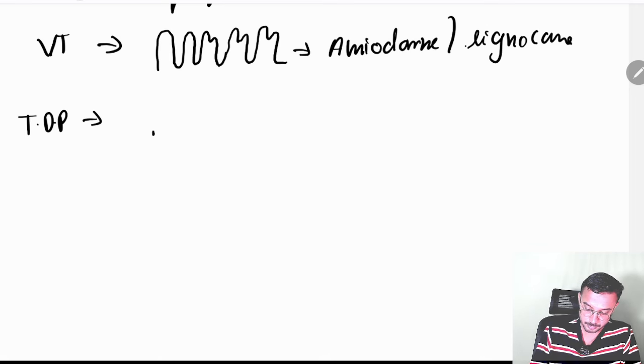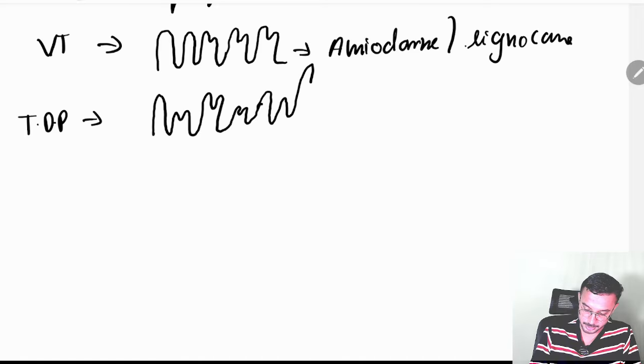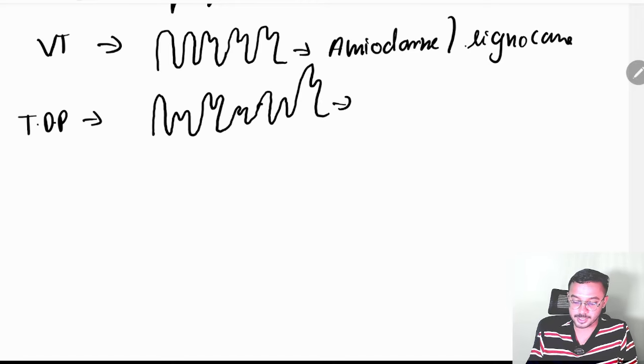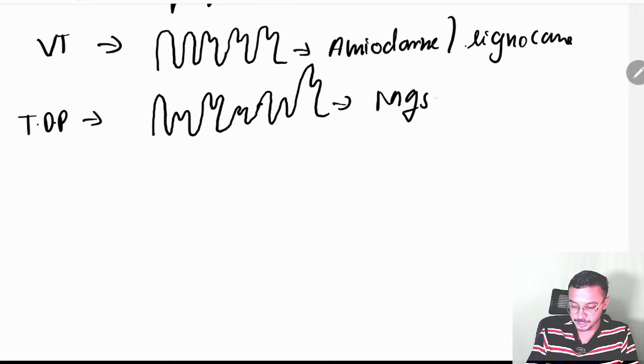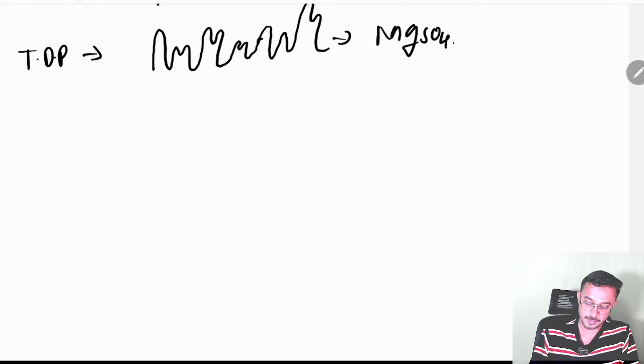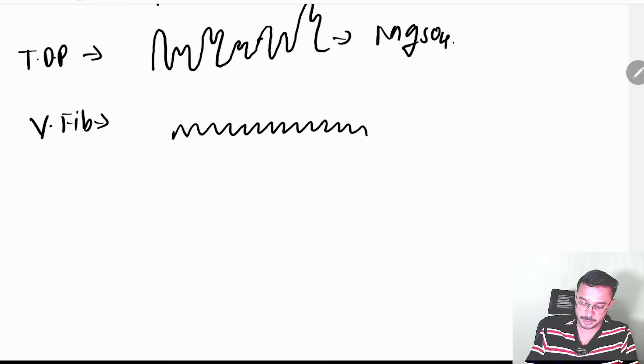Here the waves will not be similar. One will be like this and like this and the same like this. So the best drug is magnesium sulfate. And last, VFib, like this. So here, DC shock.